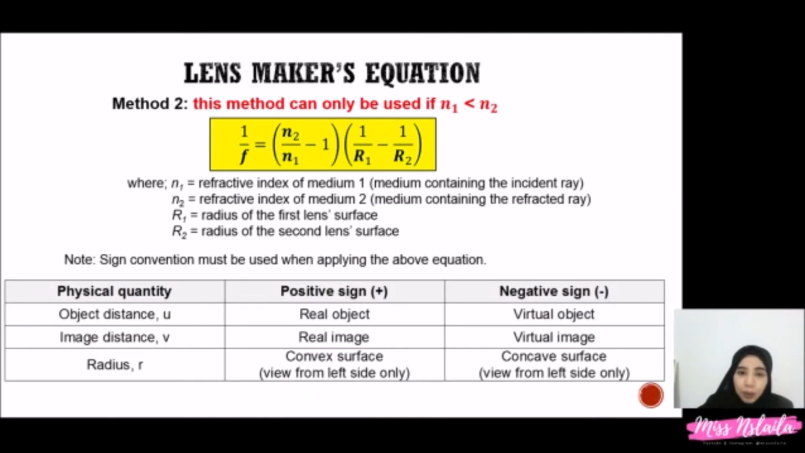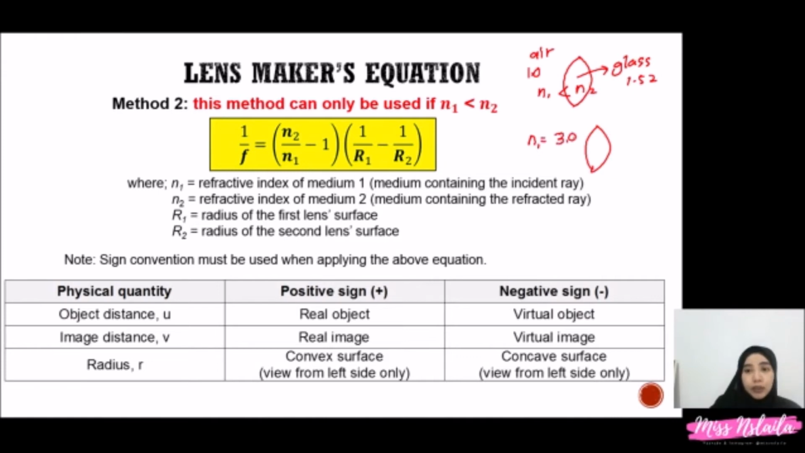For method 2, this method can only be used if N1 is less than N2. For example, if we put a lens in air, air is 1.0, and the lens, for example glass, is 1.52. So N1 is less than N2. What if I put this lens inside a medium where N equals 3.0, for example? Then you can't use this equation. Please make sure that if N1 is less than N2, then you can use this equation.